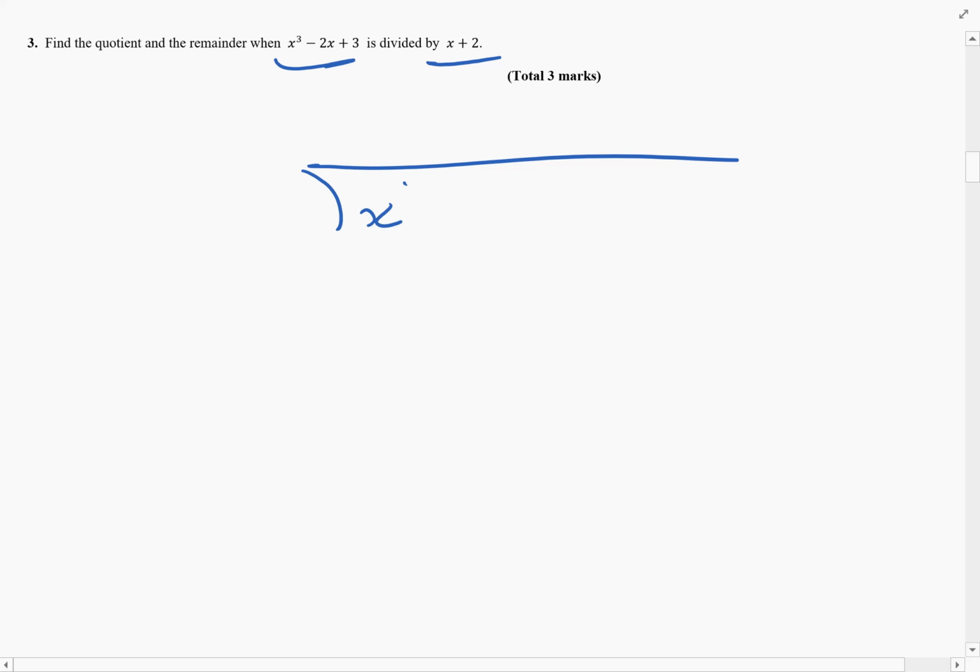Now, one mistake that quite a few students made with this question is that since there is no x squared term here, you've got to put a 0x squared or leave a big gap, but I prefer to put a 0x squared.